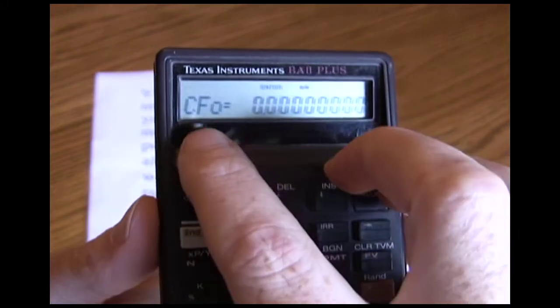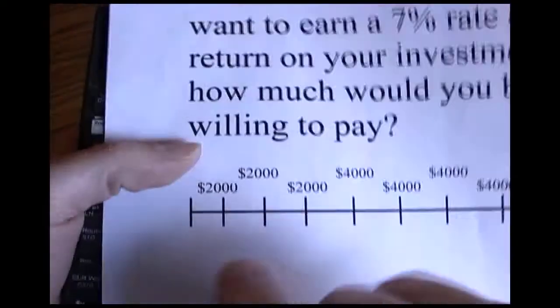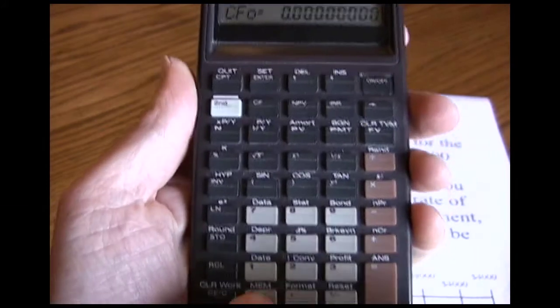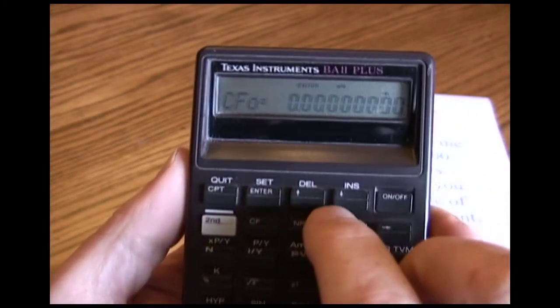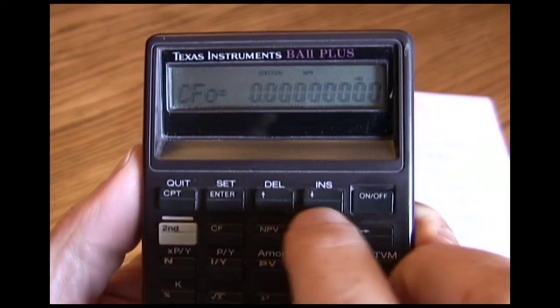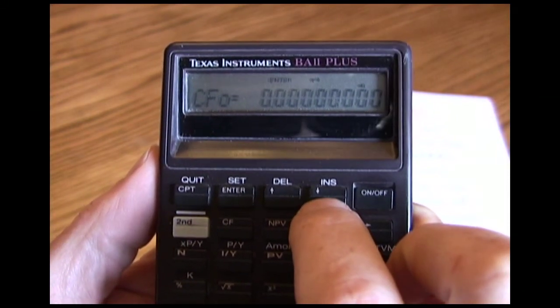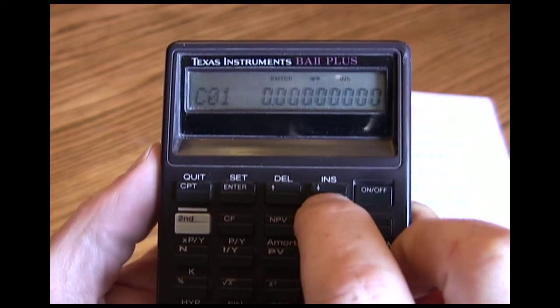Now we start with CF0. That's our initial cash flow, what we have in year 0. Note that in this timeline there is no cash flow in year 0, so we just want to put in 0, enter, and then we'll use the up and down arrow. Here's the up, here's the down, to move along the worksheet. We want to fill in the worksheet by going down.